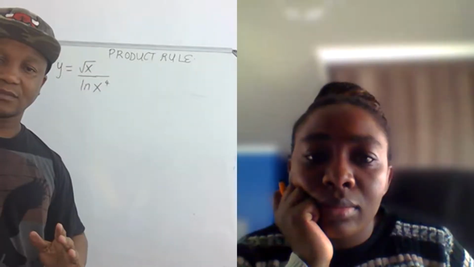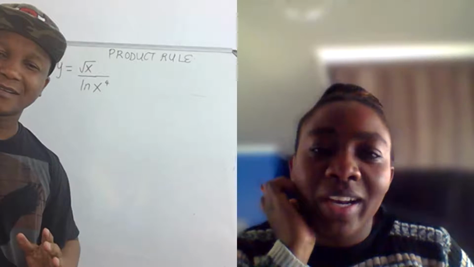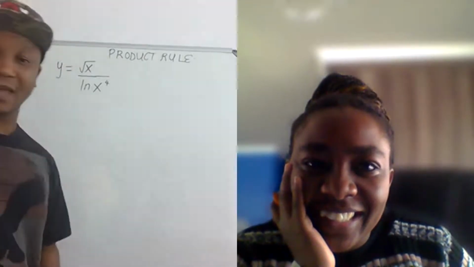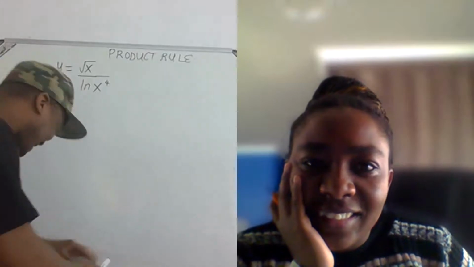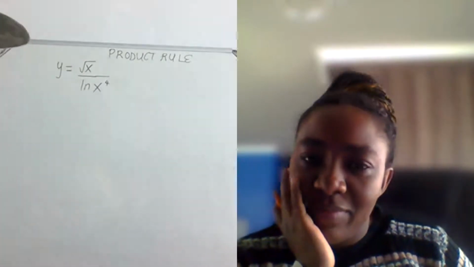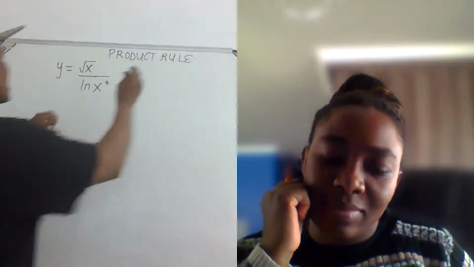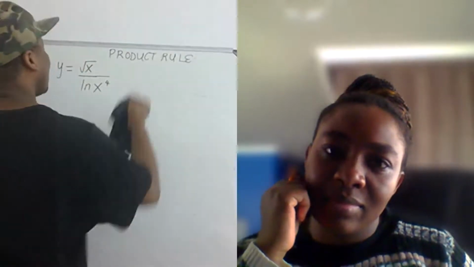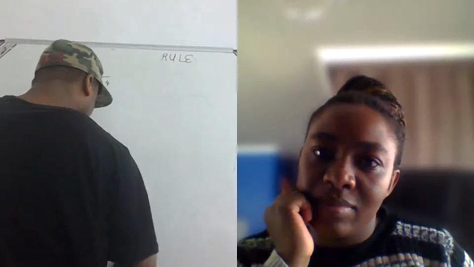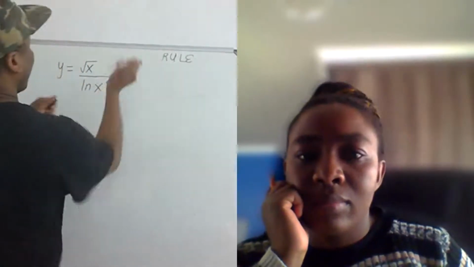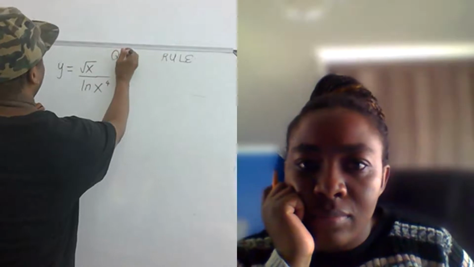Product rule? Doesn't look like a product rule. It does not, because when you say product, it means multiplication. So for this case, no. This is the quotient rule. Oh, you see, I said product here. This one, quotient. Quotient means division.